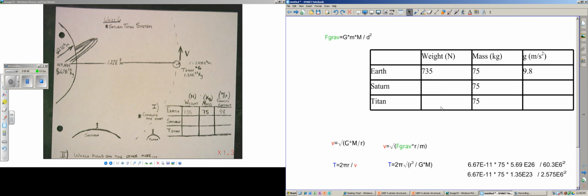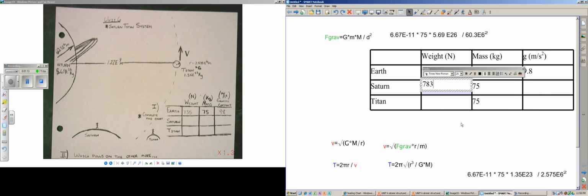So now we're going to do the same thing for Saturn. So we use Newton's law of universal gravitation. We take 6.670 times 10 to the negative 11 times the mass of the person times the mass of the planet divided by the radius of the planet squared. We plug it into our calculator, and when we do that we get an answer of 783. So you can see weight is just slightly more on Saturn.